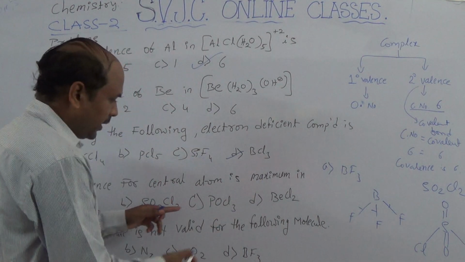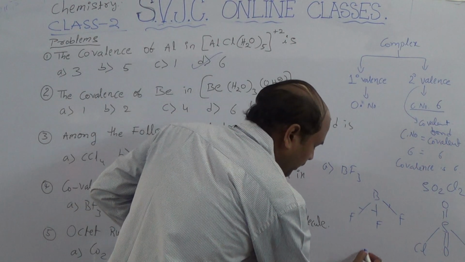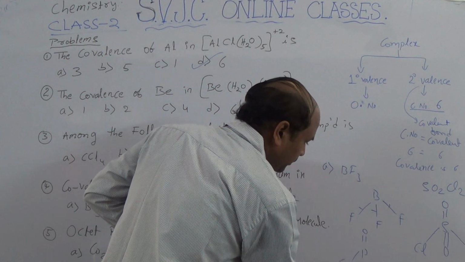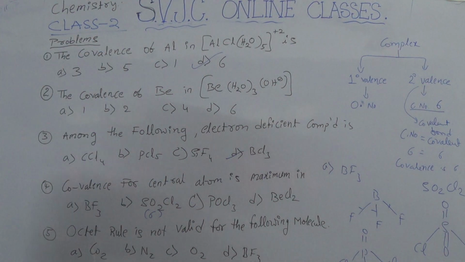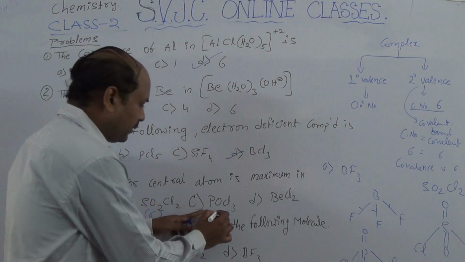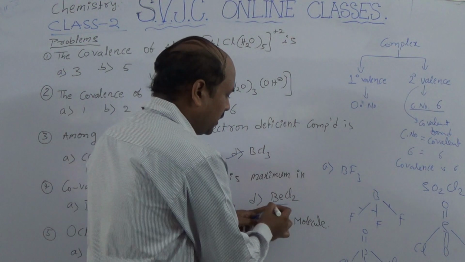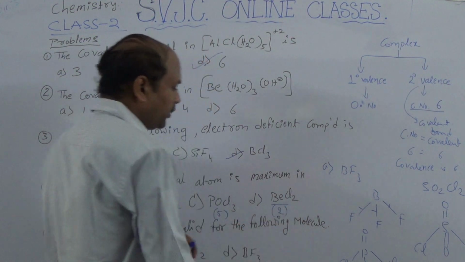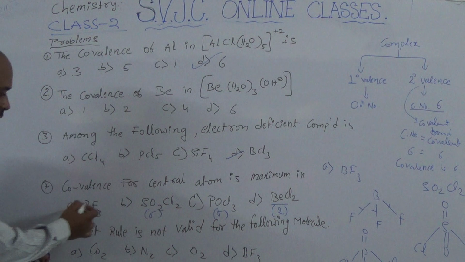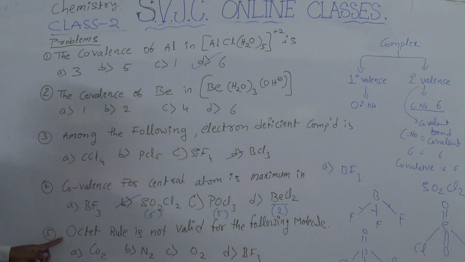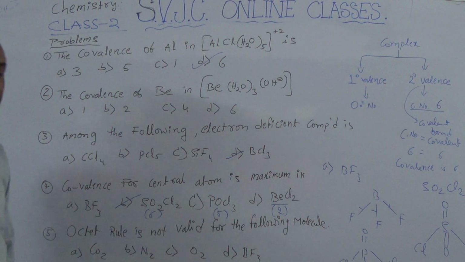Next, POCl3. Here around the phosphorus, how many bonds are present? 5, so covalency is 5 in this molecule. BeCl2, you already know the covalency of beryllium chloride is 2. Which one is the answer? The correct one is SO2Cl2.